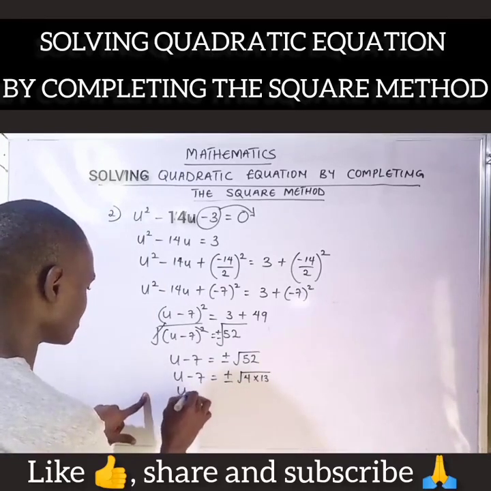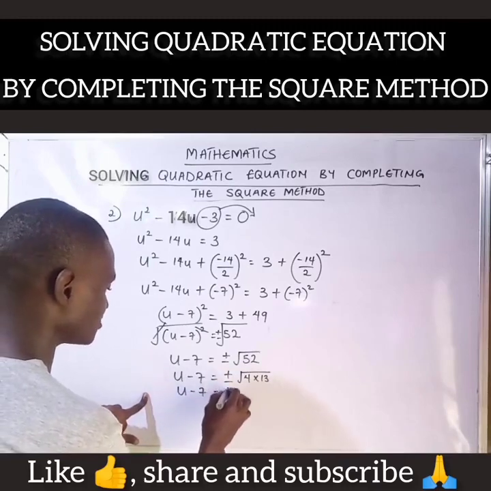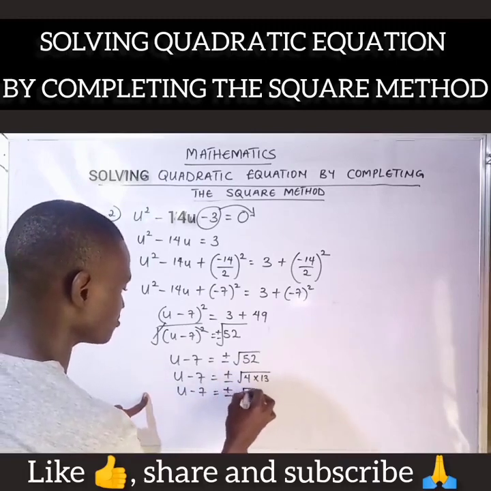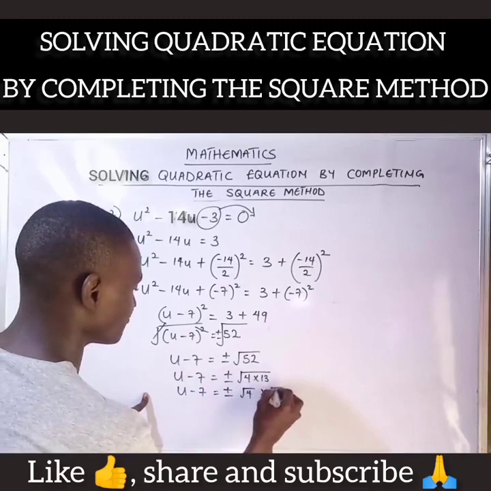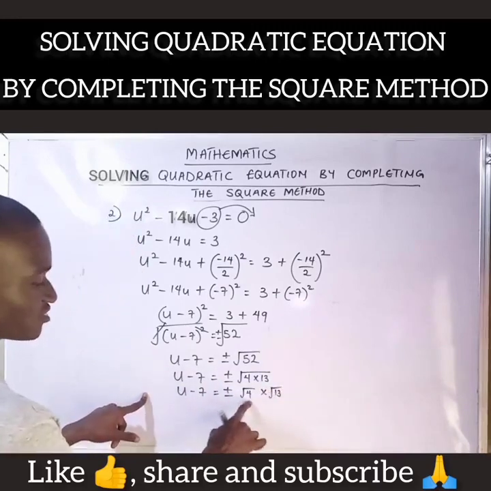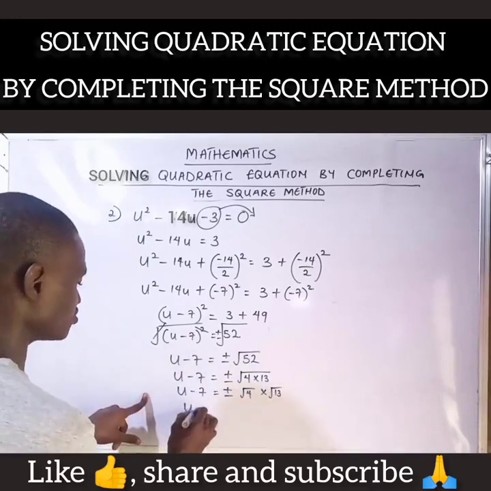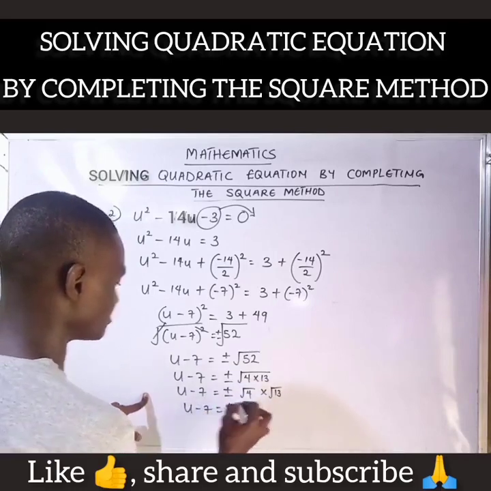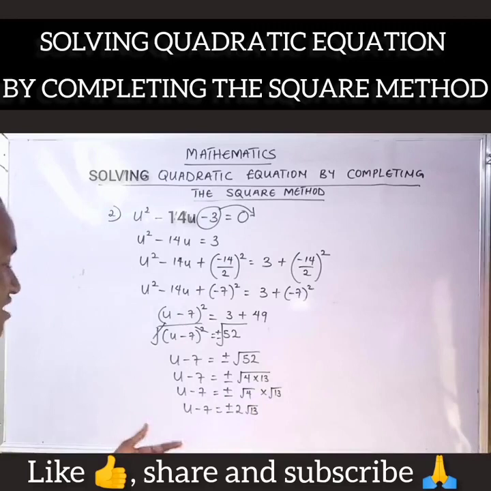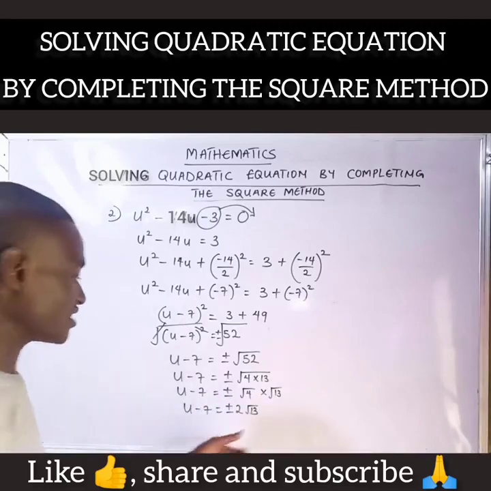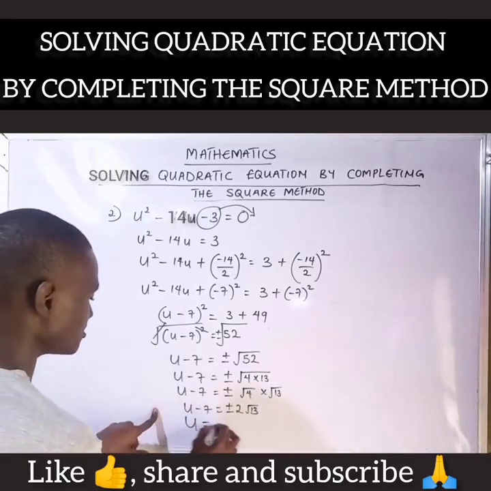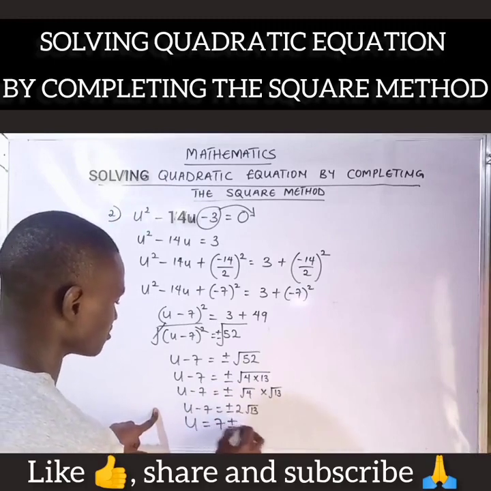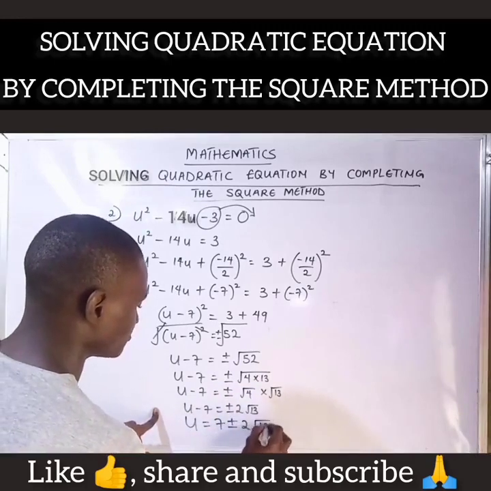And what this means is that my u minus 7 is equal to plus or minus the square root of 4 times the square root of 13. I know what the square root of 4 is, and that is 2. So u minus 7 equals plus or minus 2 root 13. Now the last thing I'm going to do is to take this 7 to that side, and my u will be equal to 7 plus or minus 2 root 13.